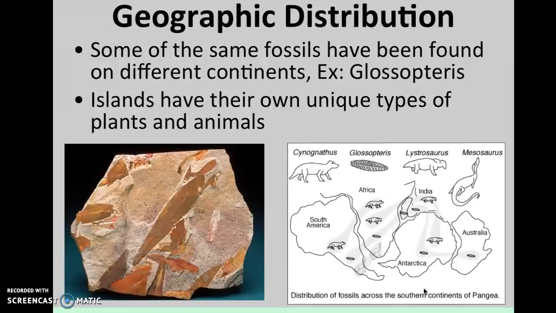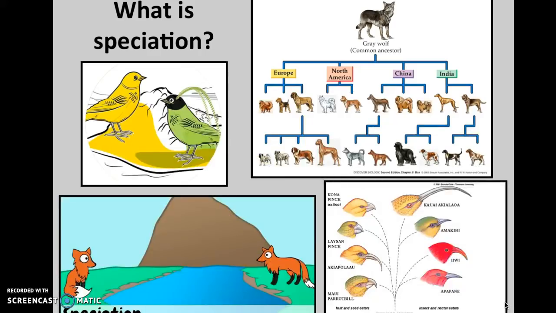Also, it's important to point out that islands usually have their own unique types of plants and animals. Islands are very different than the mainland in a lot of ways, and we'll get to an example of that, like in the Galapagos Islands, in a moment. So just keep in mind that this is another fossil evidence that not just living things, but the Earth has changed over time.